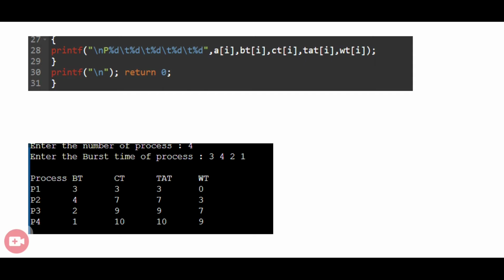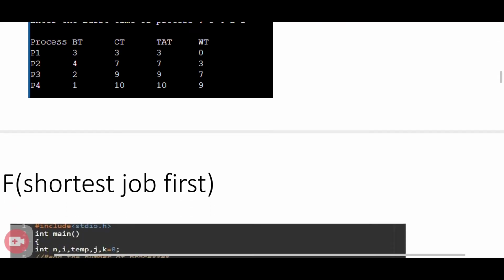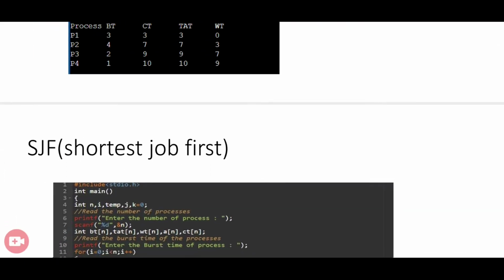So this is FCFS scheduling. First come, first serve. Whichever process comes first will be served first. In whichever order the processes come, in that order the operating system schedules the processes. Okay, that is FCFS. Then the second one is shortest job first.